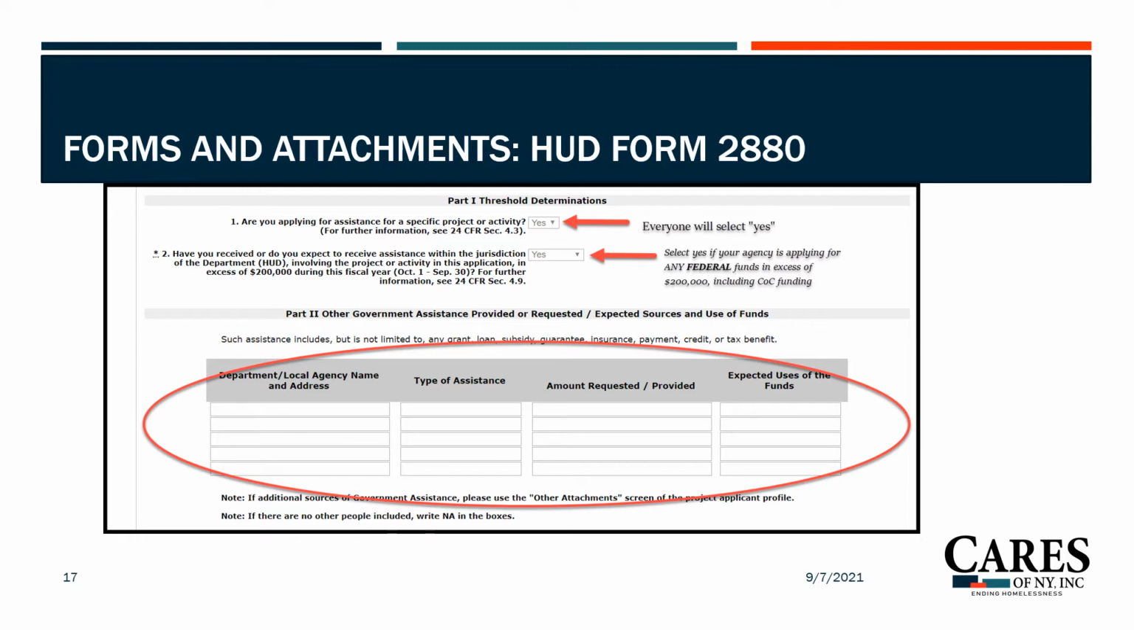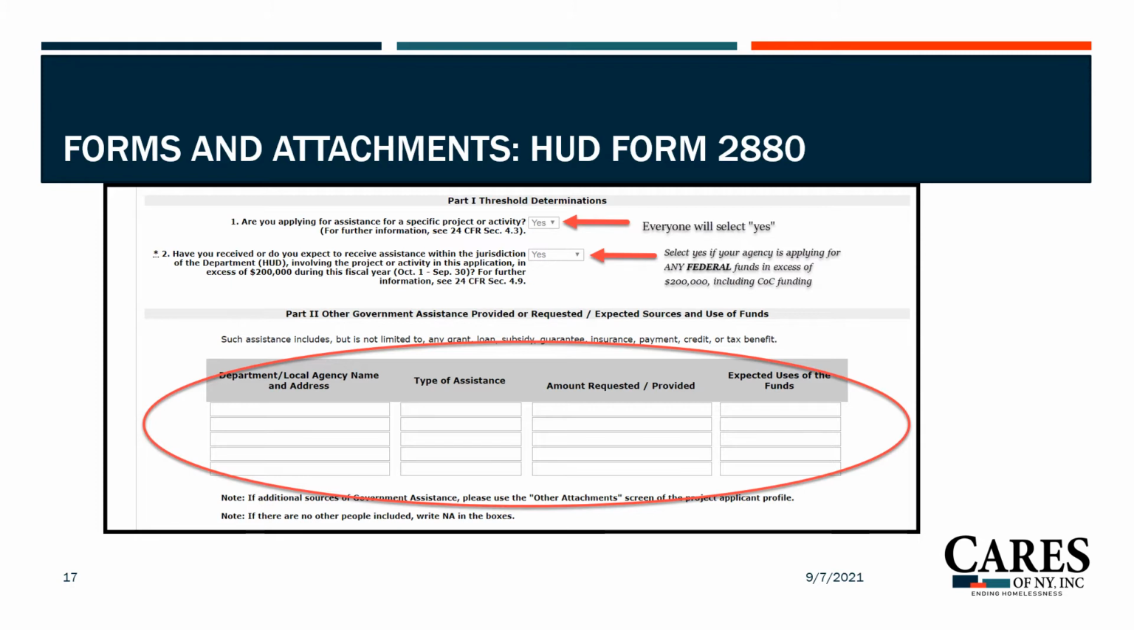For question 1, everyone is expected to select yes. For question 2, you will select yes if your agency is applying for any federal funds in excess of $200,000, including your COC program funding. To be clear, if your agency is applying cumulatively for federal funds in excess of $200,000, then you'll select yes to this question. If you select yes, you'll scroll down the page to complete parts 2 and 3 of the 2880 form.